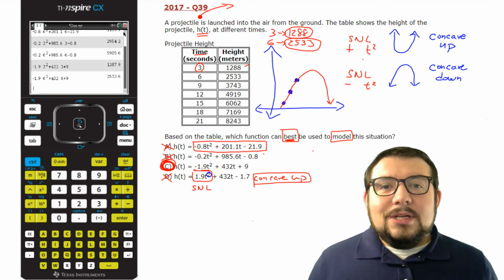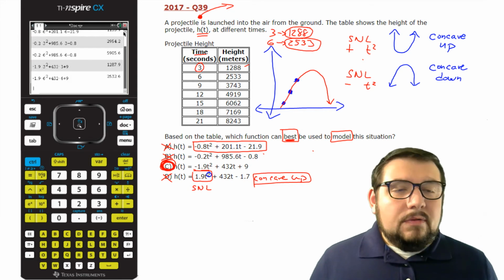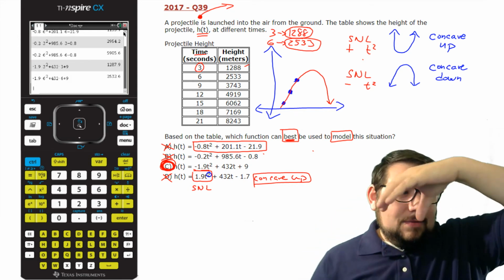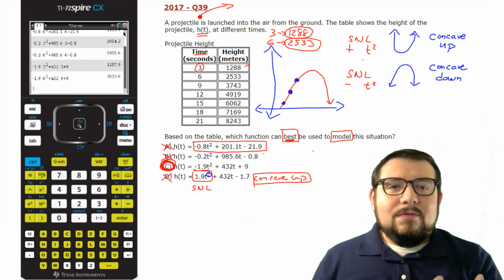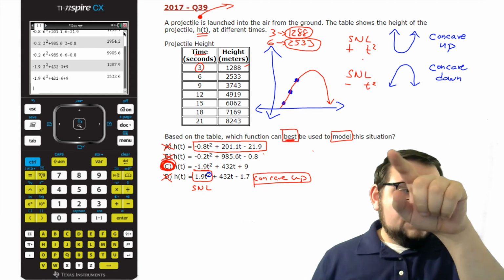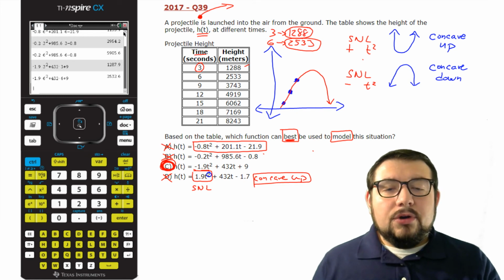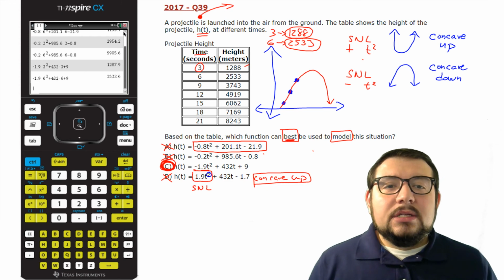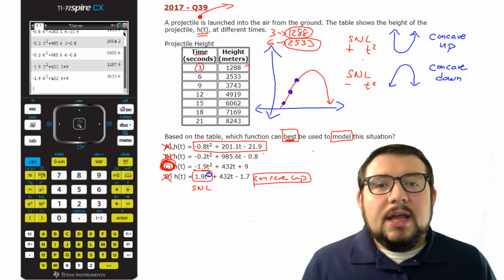Okay, so today we solved question 39 from the 2017 Algebra 1 STAAR. We also reviewed concave up, concave down. We reviewed how to make a little sketch of a quadratic graph. We reviewed the quadratic term. We talked about what the word quadratic means. We talked about what a function means. So this was a great problem for review. And so hopefully you learned something today.